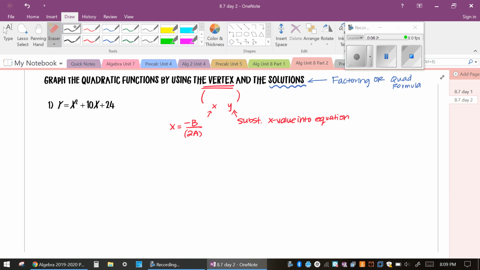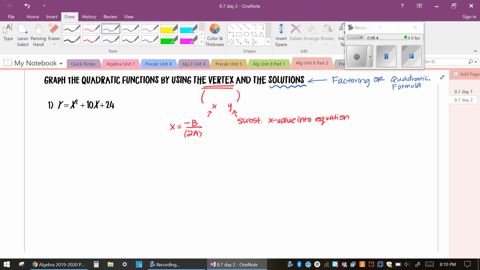Now, some of you really never liked factoring. It's not the easiest topic. So if you'd like to use the quadratic formula every single time, go for it. It's not always the fastest, so I'll show you both ways when possible.